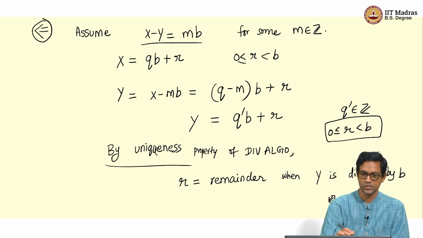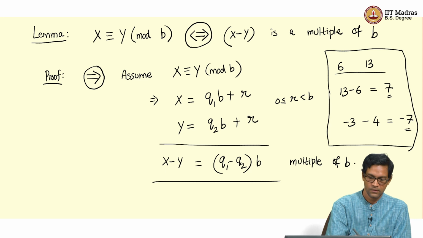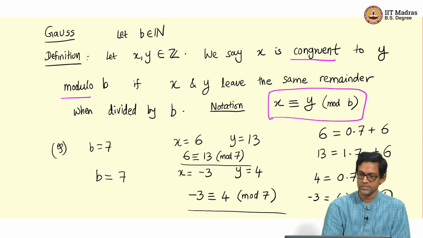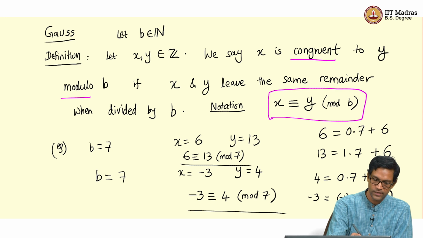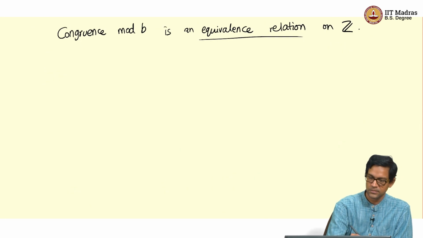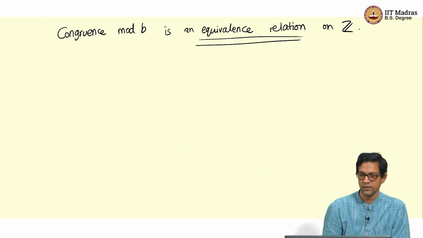So here is the definition, which said that x and y are congruent to each other mod B if they leave the same remainder when divided by B. If you just think about it a little bit, you will see that this property of leaving the same remainder has all those three aspects: reflexivity, symmetry and transitivity. I leave this as a simple exercise for you to check that this is an equivalence relation.